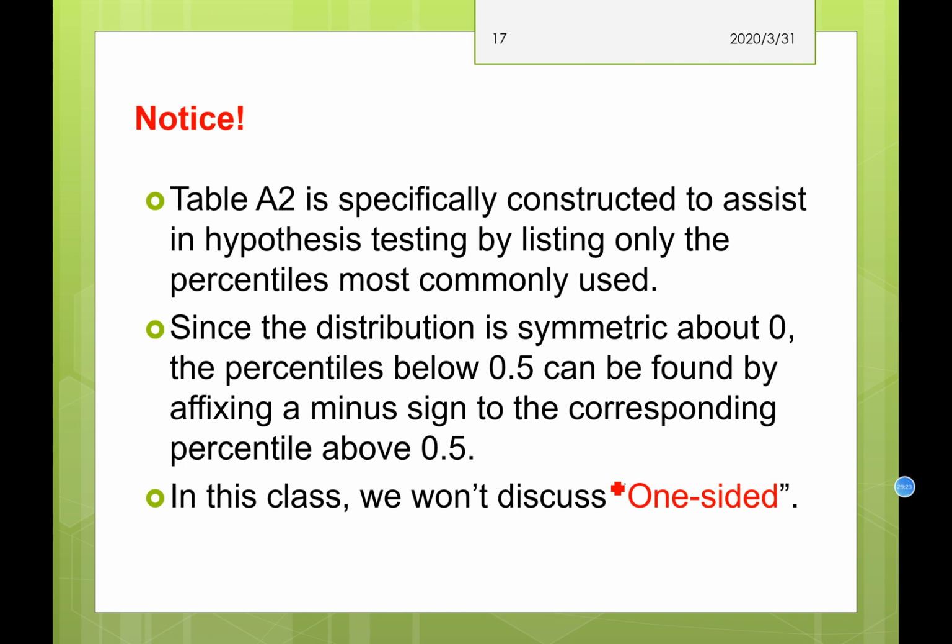Table A2 is specifically constructed to assist in hypothesis testing by listing only the percentiles most commonly used. So in table A2, not all of the t values are listed. It's just a small part of the whole t-table, and the probabilities in the t-table are the ones most commonly used. So that is different from table A1. In table A1, we can find any z value with its corresponding probability, but that is not the same in table A2.